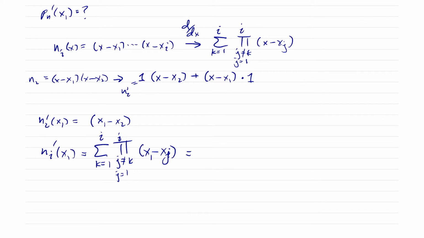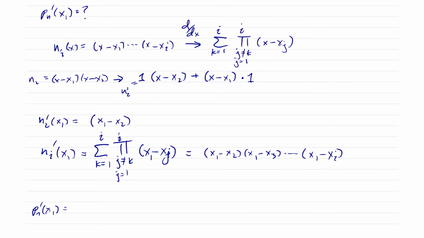So there should only be one term that's left, and that's going to be this term, where it's going to be x1 minus x2, x1 minus x3, etc., until you get x1 minus xi. Okay? So then when we take a look at this polynomial evaluated at that particular point, what we're going to ultimately get is Pn prime of x1.